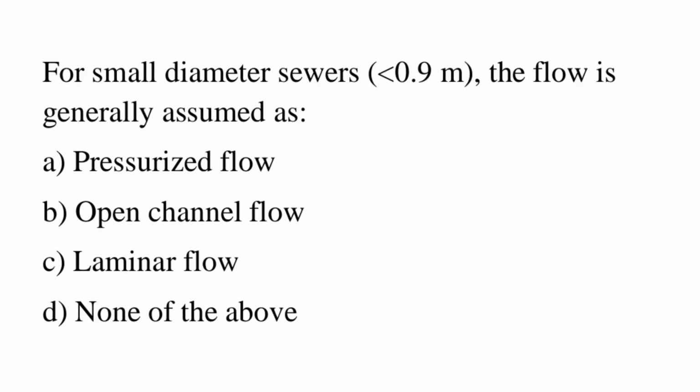Next question, for smaller sewers less than 0.9 meter, the flow is generally assumed as option A pressurized flow, option B open channel flow, option C laminar flow, option D none of the above. The correct answer is option B open channel flow. So basically sewers normally carry the sewage under gravity flow, that is open channel conditions.